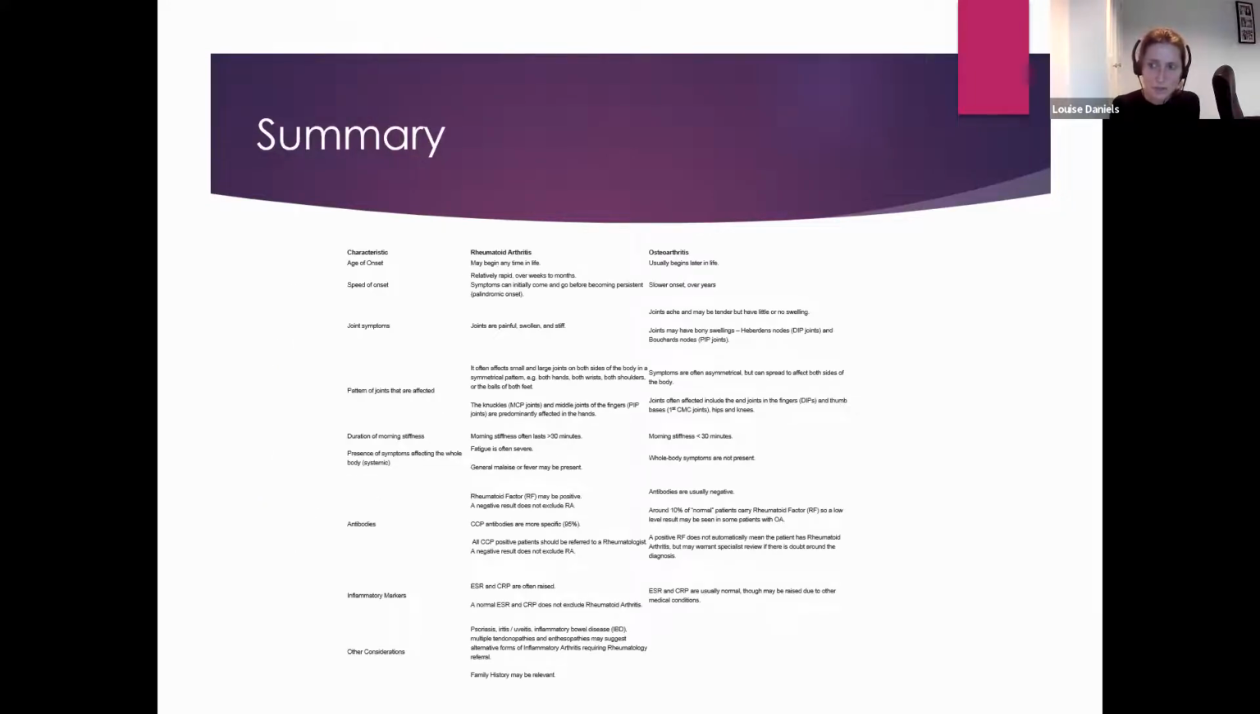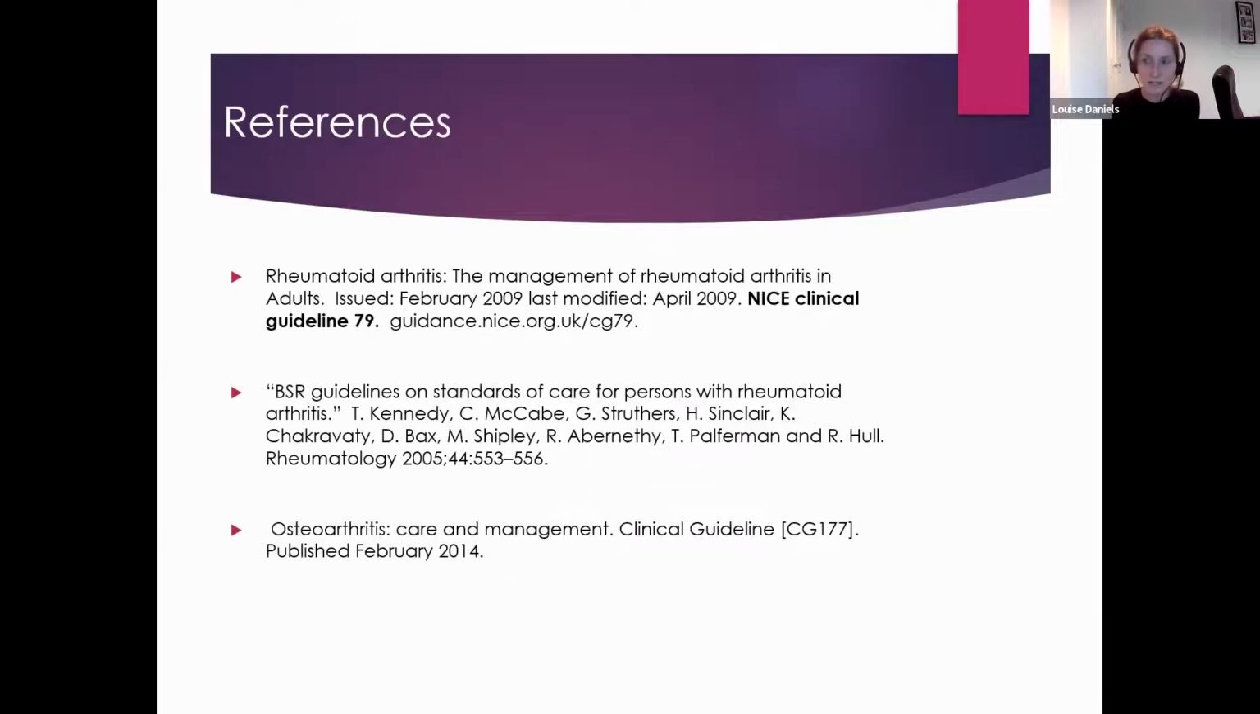Sorry, this is so small. So this is my summary slide of everything that we've discussed before, and if it's useful to you, I can supply that separately, so it can be circulated as a Word document so you can see the information a bit more clearly. It just summarises exactly what I've said before about the age of onset, speed, rheumatoid arthritis being symmetrical, which joints are affected, antibodies, inflammatory markers, and other considerations. So I'm happy to supply that to you in a Word document that'll be easier to read.